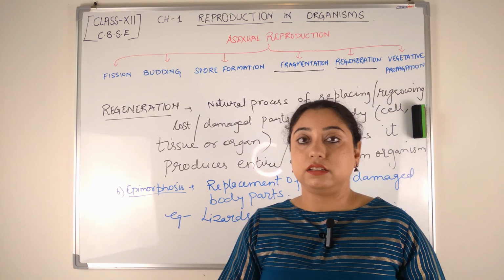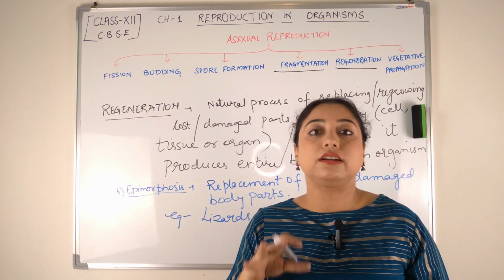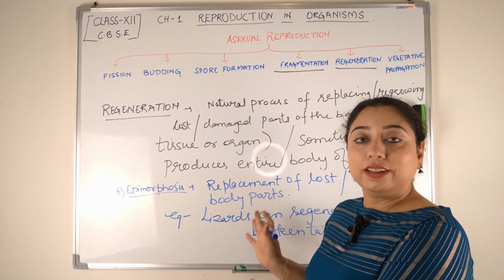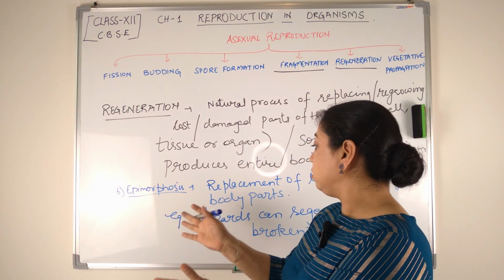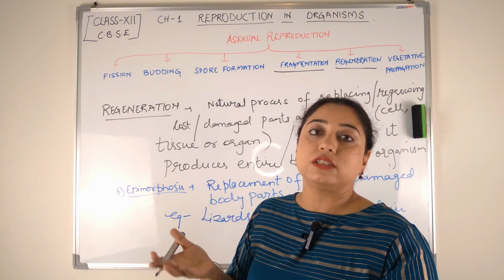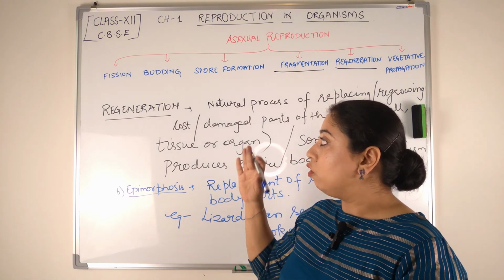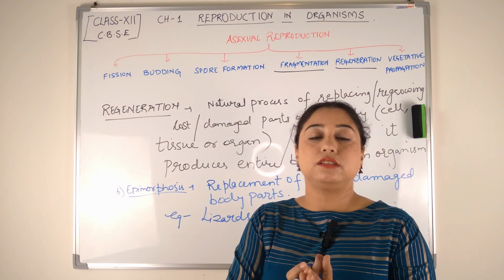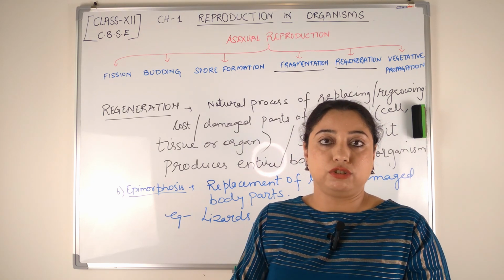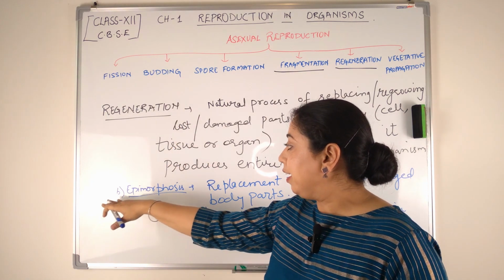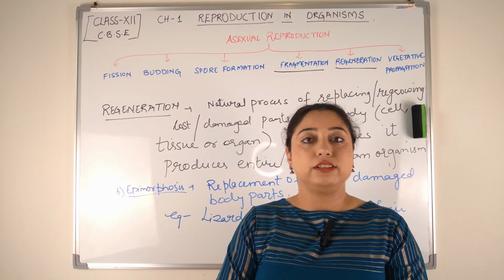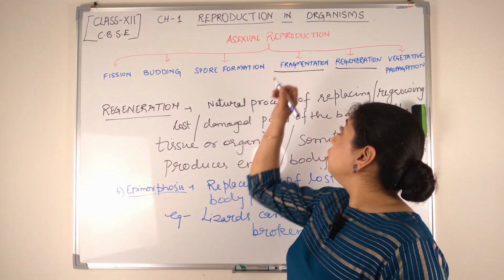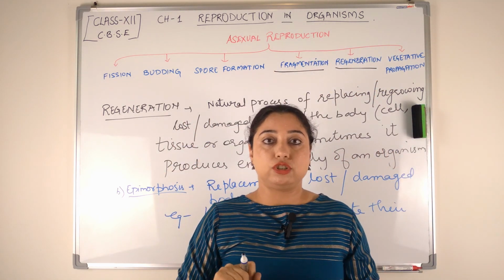Okay, so this is the reason that epimorphosis is not considered as a mode of asexual reproduction, because at the end we are not getting a new organism, it's just the replacement of a lost part, right? So out of the Morphallaxis and Epimorphosis, Morphallaxis is one of the mode of asexual reproduction under regeneration, but epimorphosis is not considered as an asexual mode of reproduction. Right? So this is about the fragmentation and regeneration.